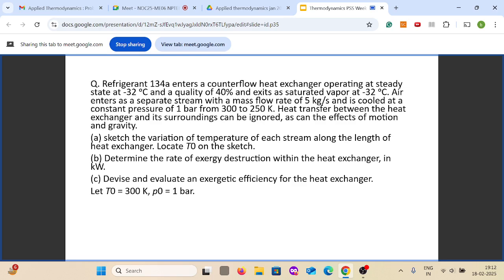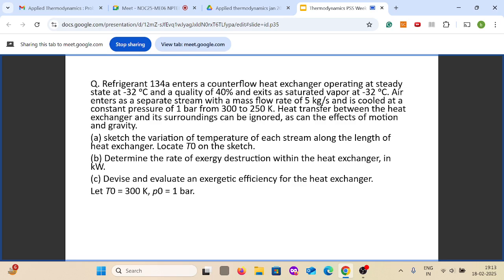We have refrigerant R134A entering a counterflow heat exchanger operating at steady state at minus 32 degrees Celsius and a quality of 40%, and exiting as a saturated vapor at minus 32 degrees Celsius. Air enters as a separate stream with a mass flow rate of 5 kg per second and is cooled at a constant pressure of 1 bar from 300 to 250 Kelvin. Heat transfer between the heat exchanger and its surroundings can be ignored, as can the effects of motion and gravity.